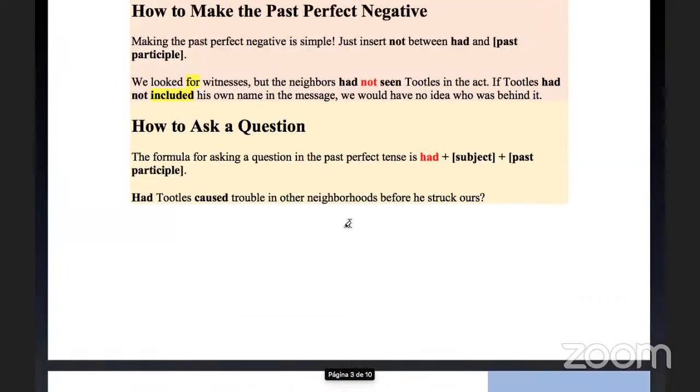Bueno, Andrew, aquí donde dice how to ask a question, ¿puedes leerlo? Okay. Asking a question in the past perfect tense is had plus subject plus past participle. Had Toros caused trouble in other neighborhoods before he struck ours? Muy bien. So, para hacer la pregunta ponemos el had de primero. Cuando es negativo ponemos el not.